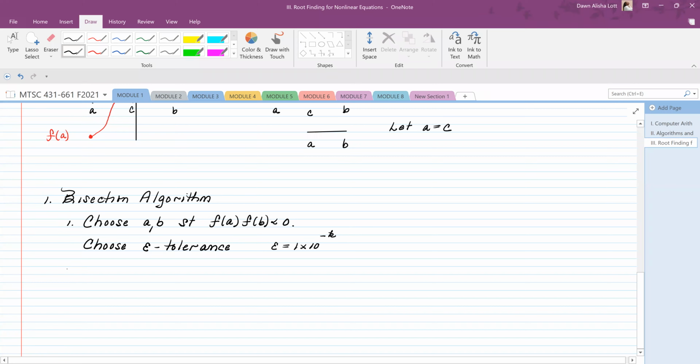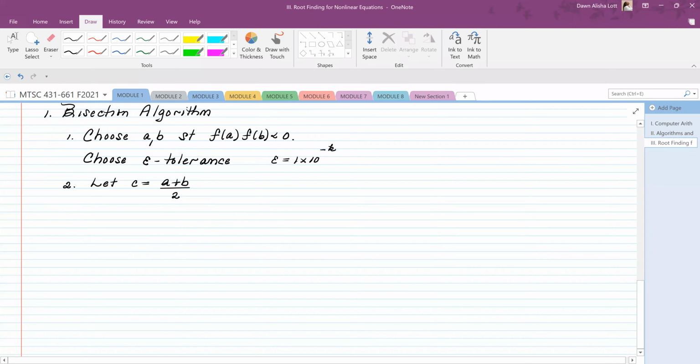Okay. So then after I do that, I need to let C equal A plus B divided by 2, so I find that midpoint. Number 3: if B minus C is less than or equal to epsilon, then my root is equal to C, and I exit the algorithm.